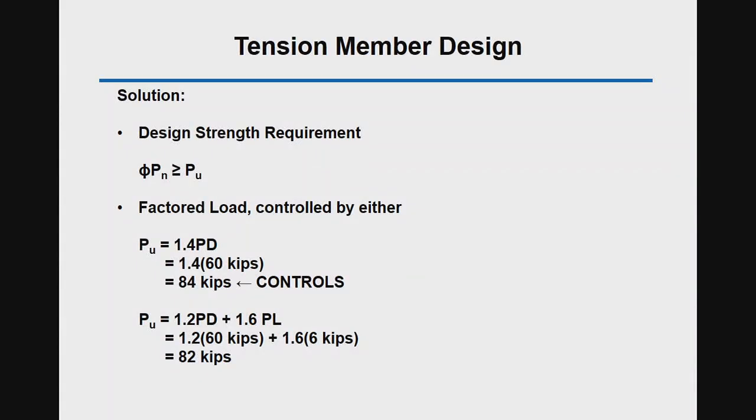Right. Then, first of all, we want to check the possible or the governing load combinations, right? So obviously, the first load combination, the dead load combination, controls the design. So the Pu we're going to use to design the member is 84 kips.